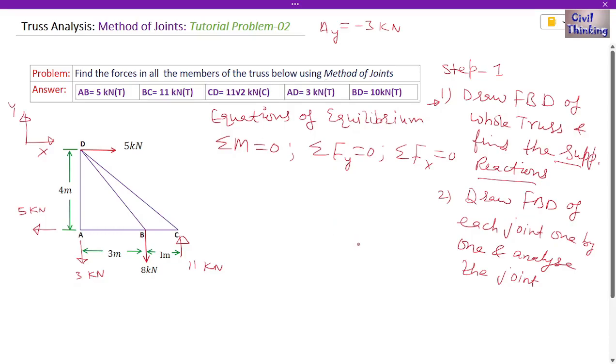Now what is step 2? We have to draw the free body diagram of each joint. And we have to draw the free body diagram of one joint. That will help us to find all the forces connected to that joint.